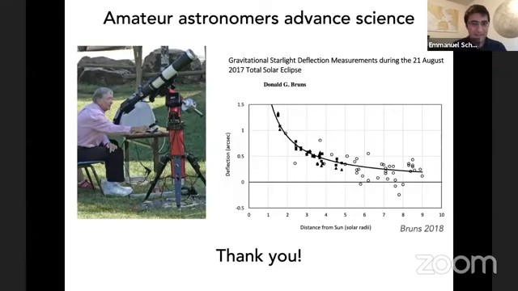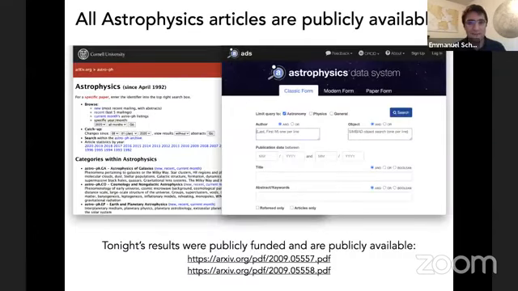And I thought I might also show this, because I think not everyone may know this, but actually all astrophysics research articles are available online for free to everyone. And so these are the 2 key websites: Cornell's arXiv.org and NASA's Astrophysics Data System. Anyone can go on there, and you'll find all the state-of-the-art research articles that are published every day. And if you happen to produce yourself state-of-the-art results, this is where it would be a good place to post. And in fact, tonight's results were publicly funded, and naturally the results are publicly available.